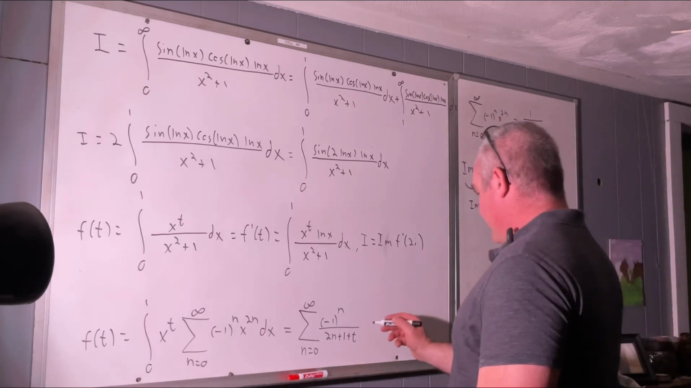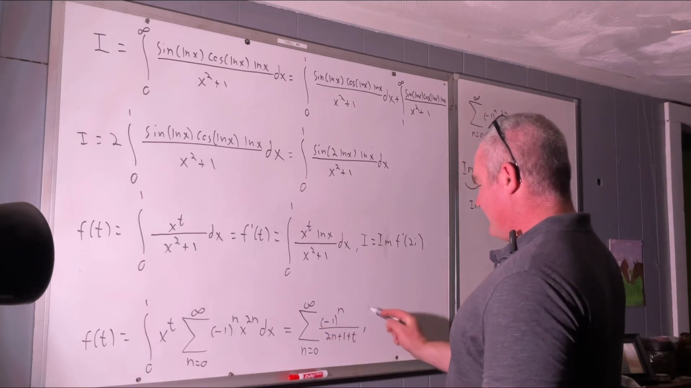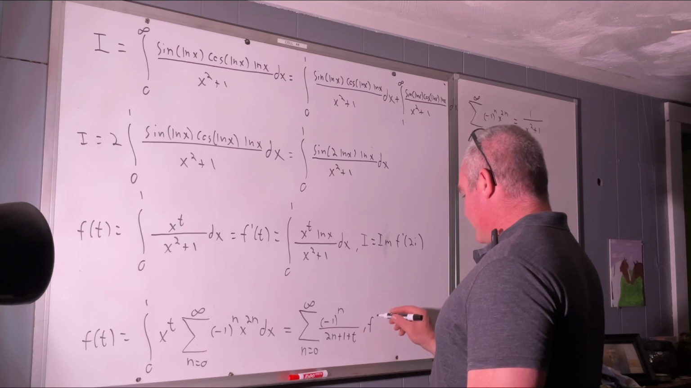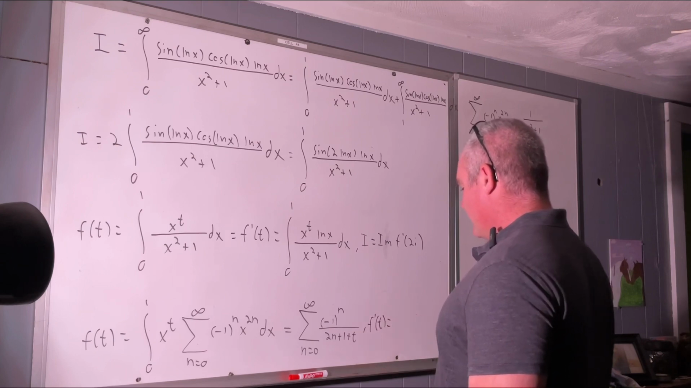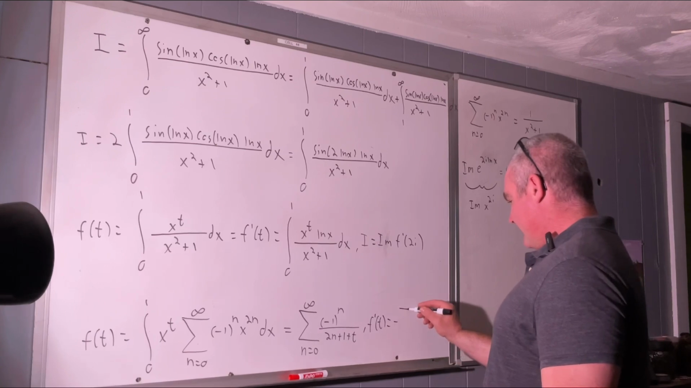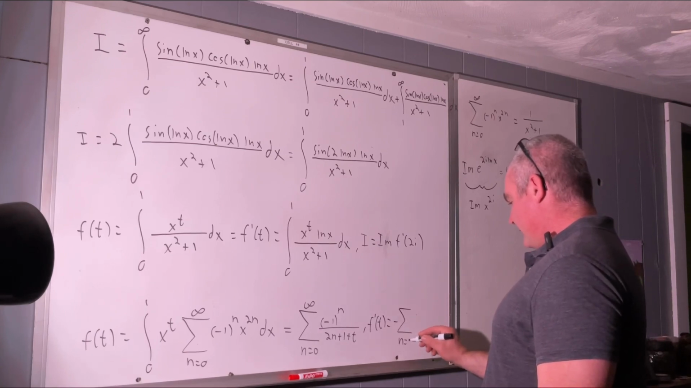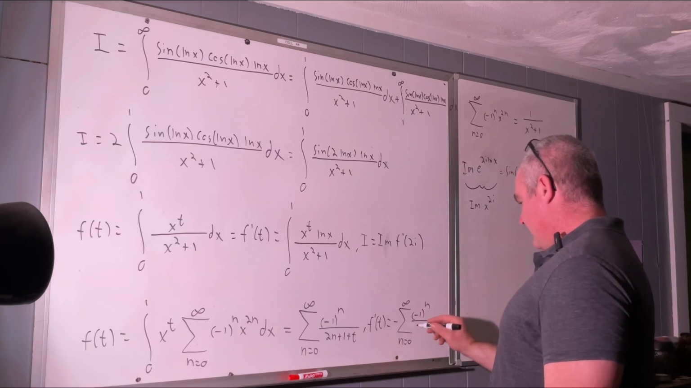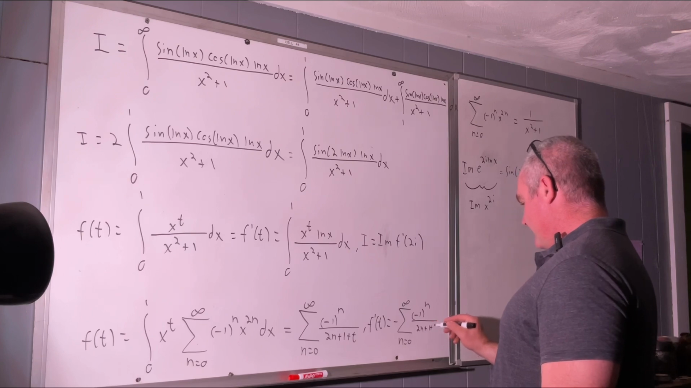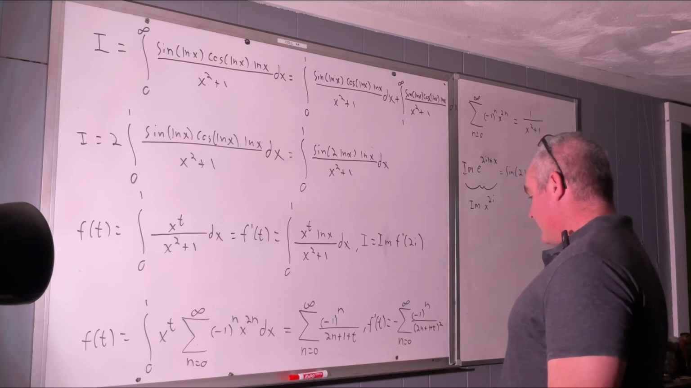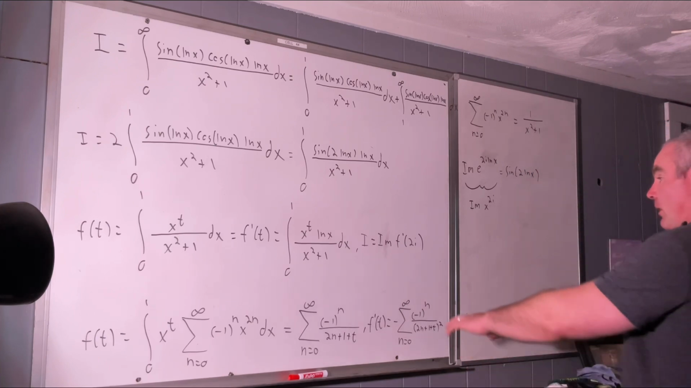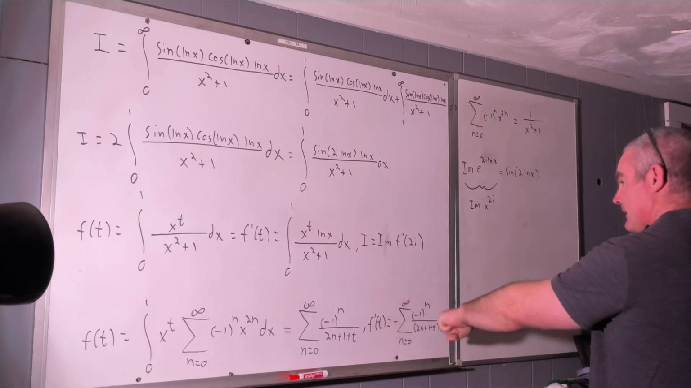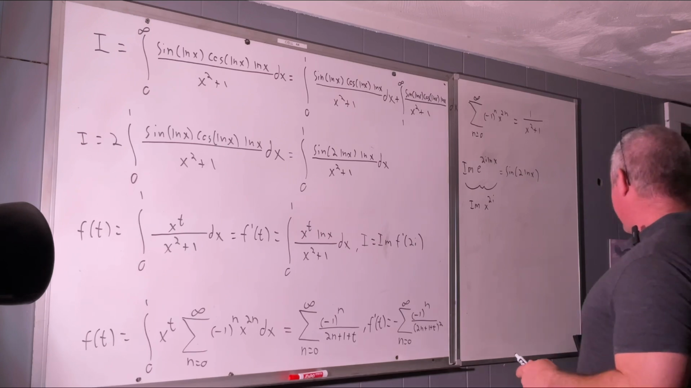So from there, we can take f prime of t by just taking the derivative with respect to t of the inner function right here. So a new expression for f prime of t will be, let's see, that's going to give us a negative sum as n goes from 0 to infinity of negative 1 to the n all over 2n plus 1 plus t, all squared. Okay, so now all we need to do is plug in 2i into this equation right here and then take the imaginary part of it. Let's get started on that.